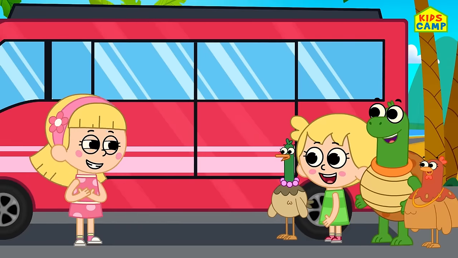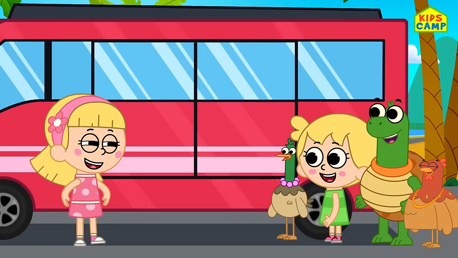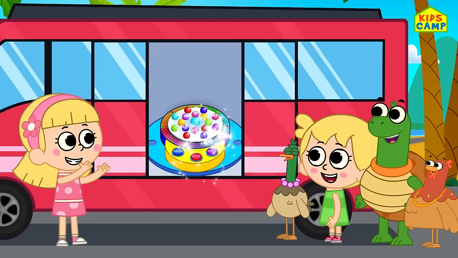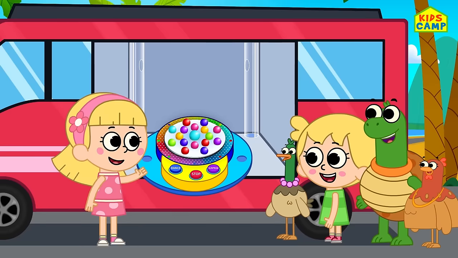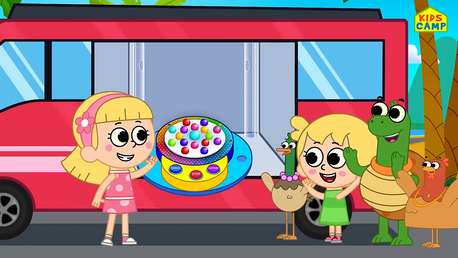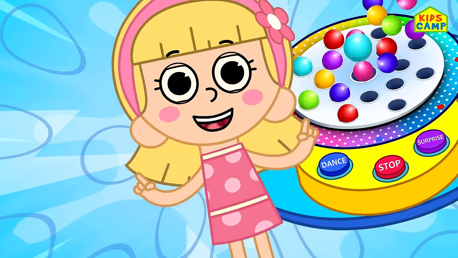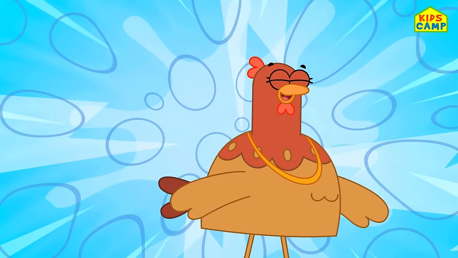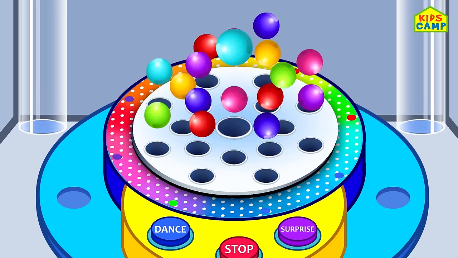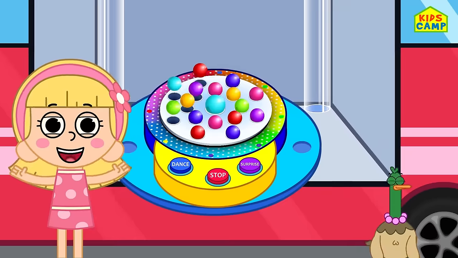Hi, I'm Ellie. Today we're going to spin the dancing wheel of surprises. Ready? Let's spin the wheel! Surprise wheel goes round and round all day long.